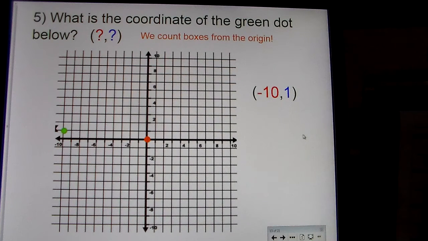Now it's your responsibility to do problems 6 through 10 as that little green dot moves around the graph. And make sure you hit that submit button on the bottom of the page. If you have any questions, make sure you come to Extra Help or just simply ask questions during class. We'll be happy to help you out.